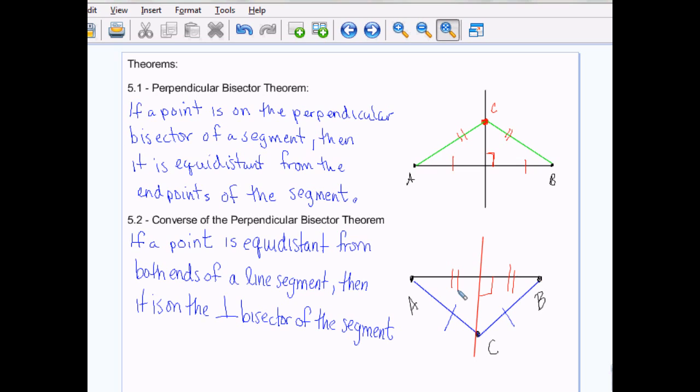So basically, what you have is a picture like this, where this is a perpendicular line. That's going to tell us that these two parts are the same length and these two parts are the same length. Whether we're using the original theorem, which starts with a perpendicular bisector and gives us equal lengths, or we start with equal lengths to give us the perpendicular bisector.